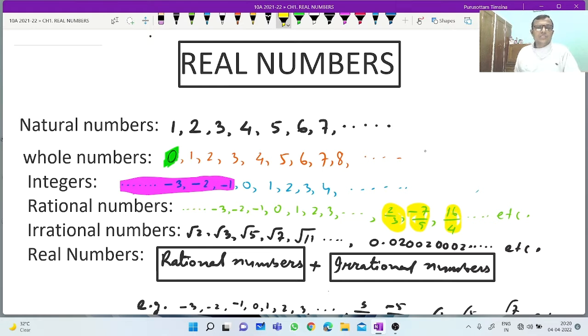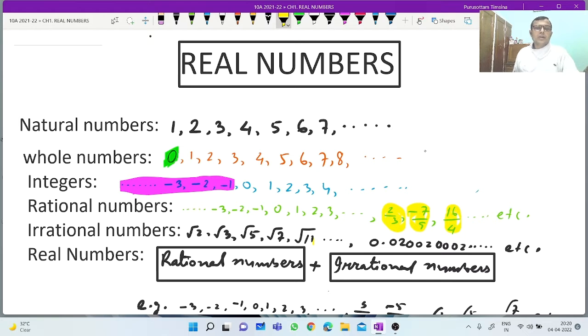We'll come back to the definition again, but now let us understand irrational numbers. Which are irrational numbers? Root 2, root 3, root 5, root 7, root 11, and numbers like 0.0200200002, etc. This type of decimals are called non-terminating, non-recurring decimals. These are irrational numbers. We got this in class 9, right?